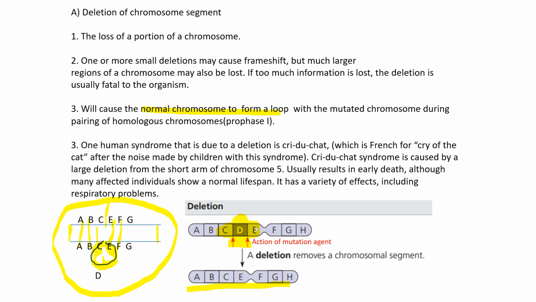Now, one human syndrome that is due to a deletion is cri du chat, which is French, and when translated to English, it means cry of the cat, after the noise made by children with this syndrome. Cri du chat syndrome is caused by a large deletion from the short arm of chromosome 5.